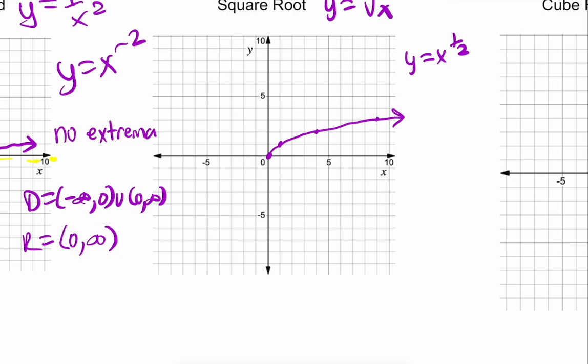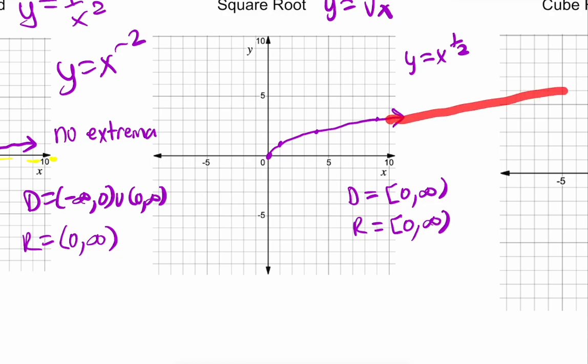Okay. The domain are the positives, remember? So it's from 0 to infinity. The range, the lowest value is 0, but I can go up as high as I want. This eventually keeps getting higher and higher. It takes a while because that square root keeps kind of smushing it a little bit.